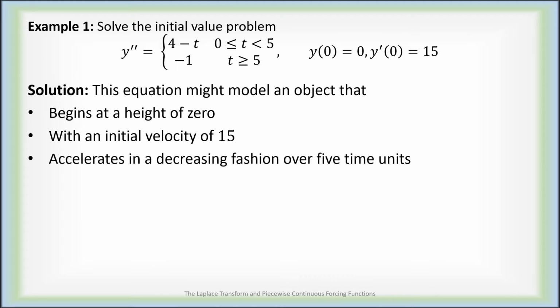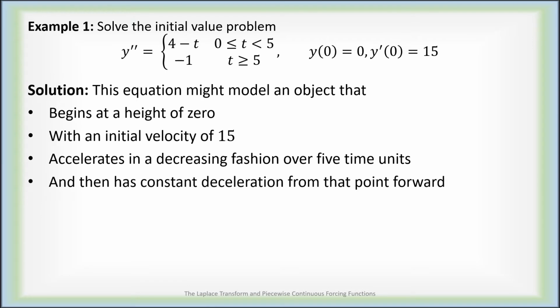It accelerates in a decreasing fashion over 5 time units. The acceleration, y double prime, from 0 to 5 is given by 4 minus t. And then it has a constant deceleration from that point forward. Past time 5, y double prime is just the constant, negative 1.